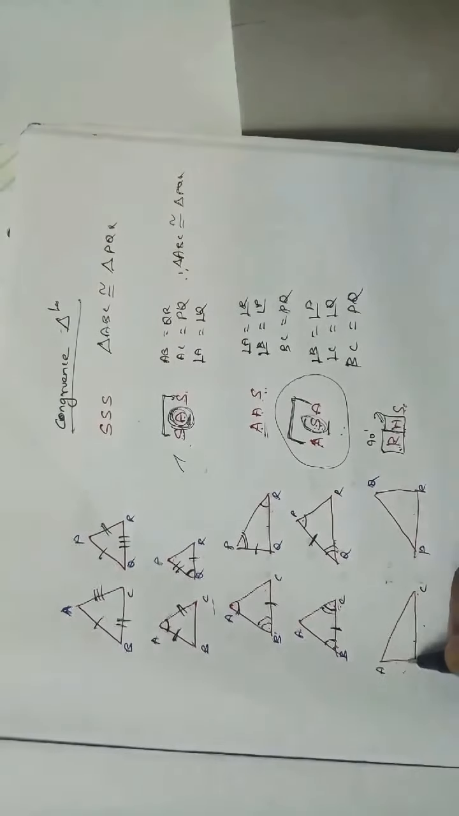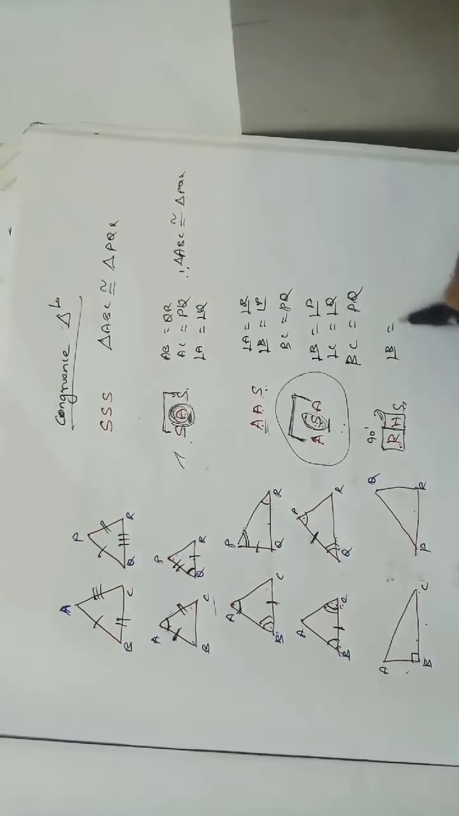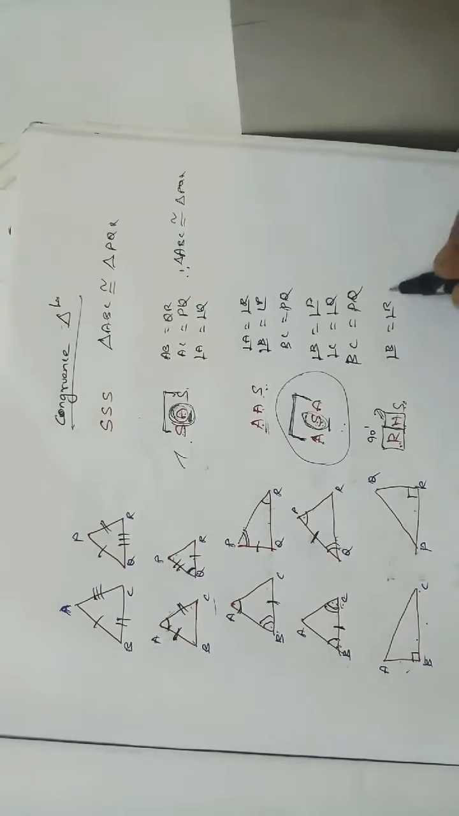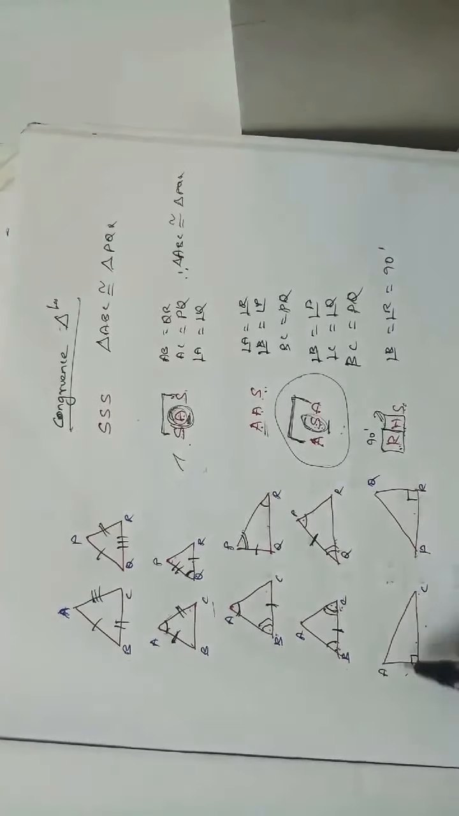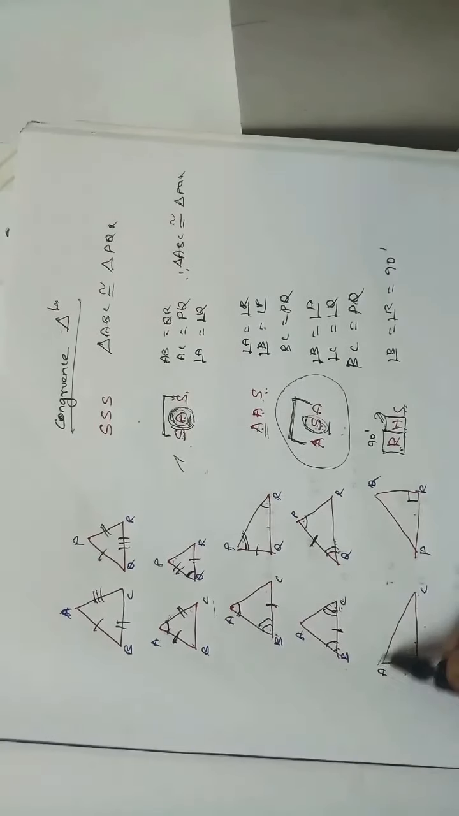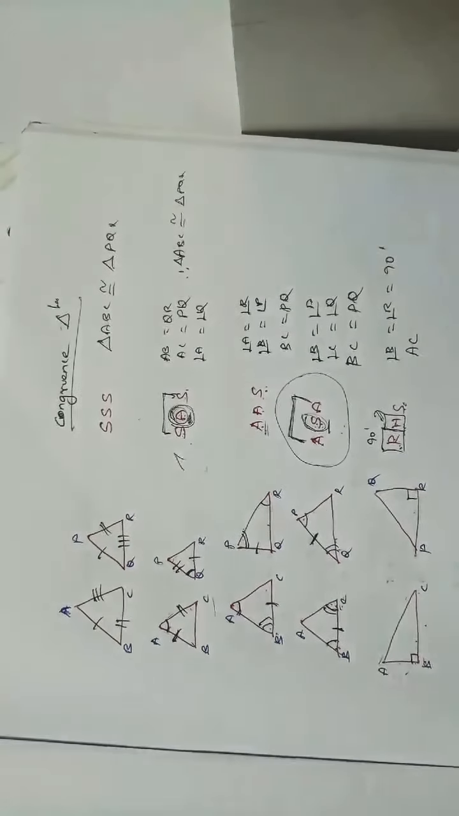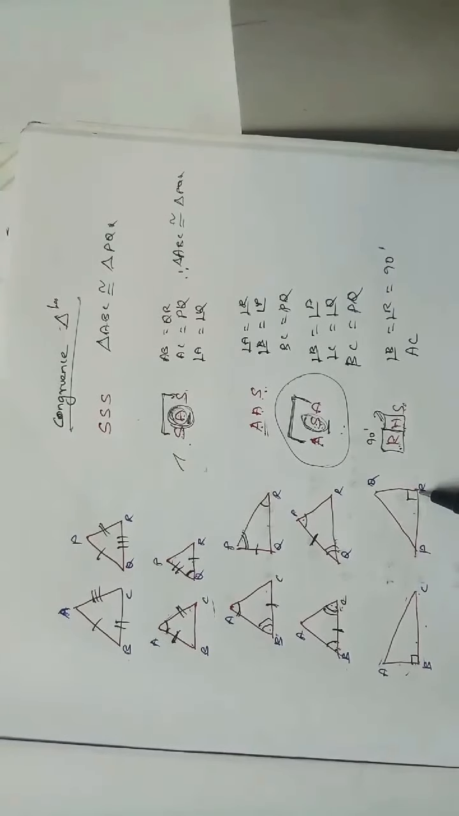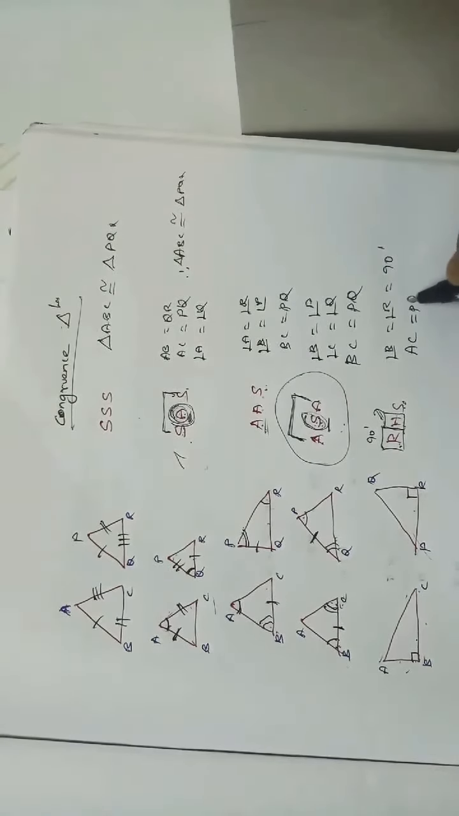Suppose angle B is equal to angle R, both are 90 degrees. If angle B is 90 degrees, which is the hypotenuse side? AC is the hypotenuse. And here angle R is 90 degrees, and PQ is the hypotenuse. So these should be equal.